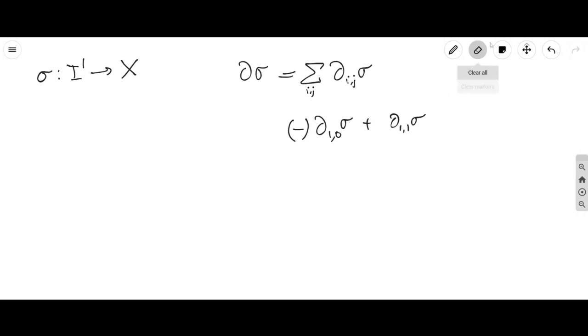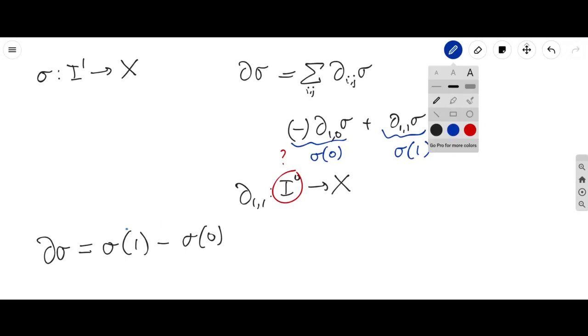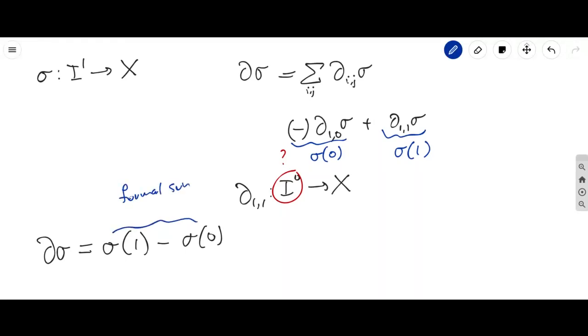Now, the issue would be, how is this defined? Boundary 1, 1 should be a mapping from the 0 cube into x. And then the question is, what does this even mean? It's unclear what that means. So rather, the way we interpret this is we take the first coordinate and set it equal to 1. We define this to be sigma evaluated at 1, and this would be sigma evaluated at 0. So the boundary of sigma is sigma of 1 minus sigma of 0. And this is a formal sum of points in X.